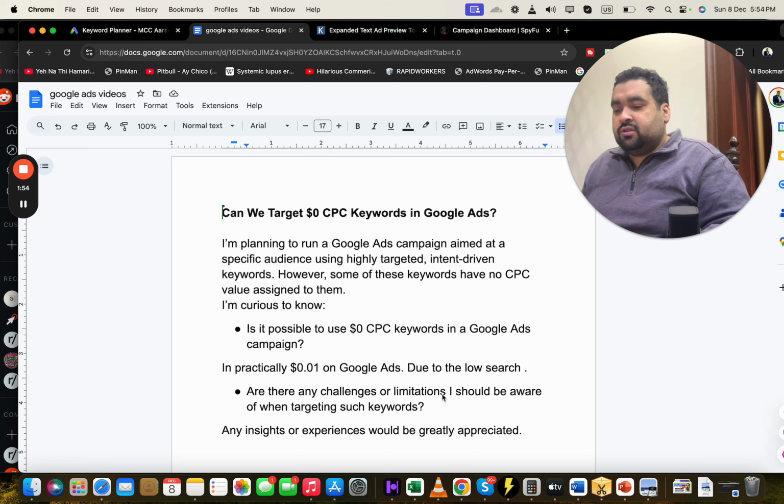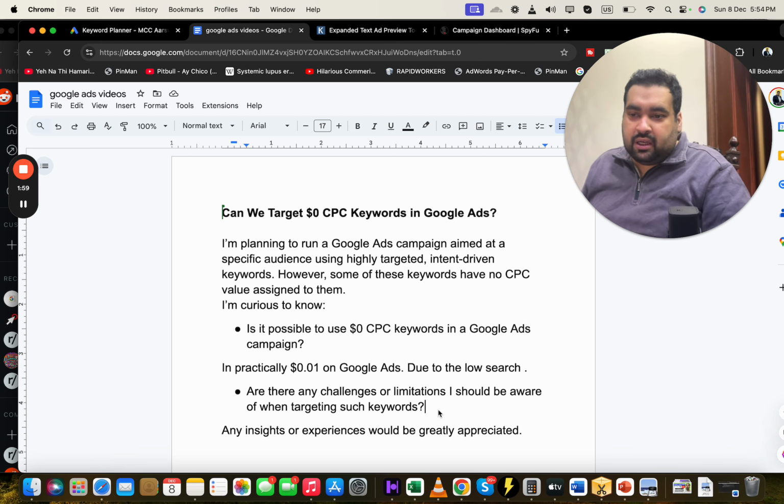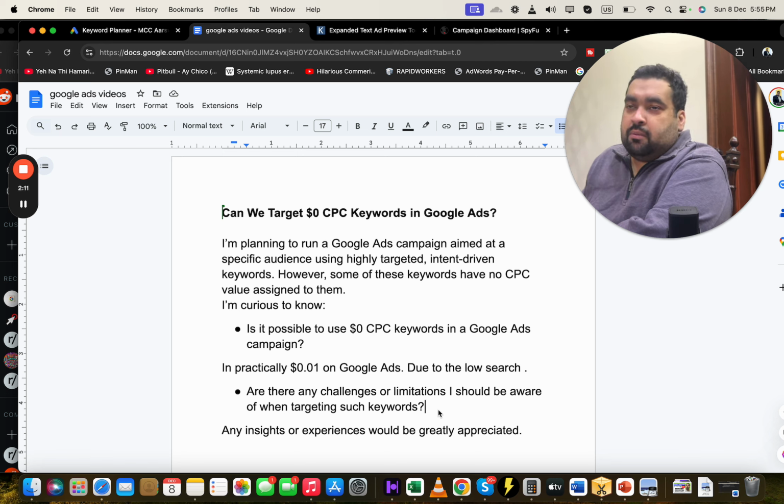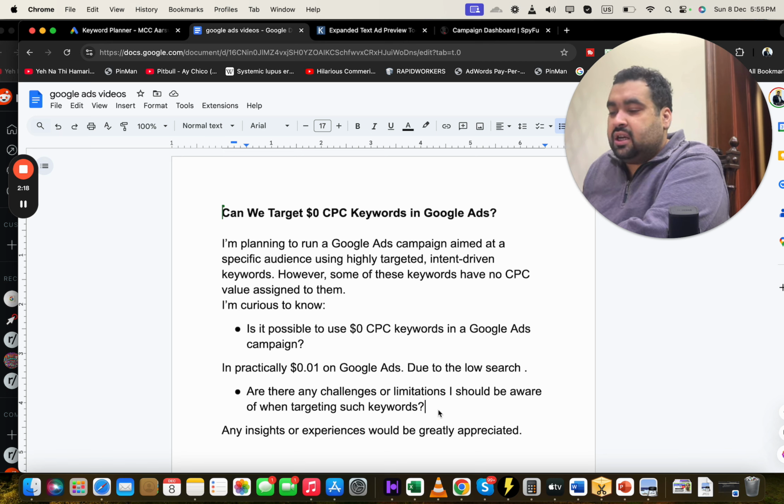The challenge or limitation you should be aware of when targeting such keywords is that you may eventually have to pay the money. Sometimes there is a trademark registration through which no one can target these keywords. So there may be another type of keywords on which there is a trademark or a law which enforces you not to run ads. This can be another thing as well. So in reality, there is no such keyword that you can target with $0, but the minimum amount set by the Google algorithm is $0.01 for each keyword to run the ads.